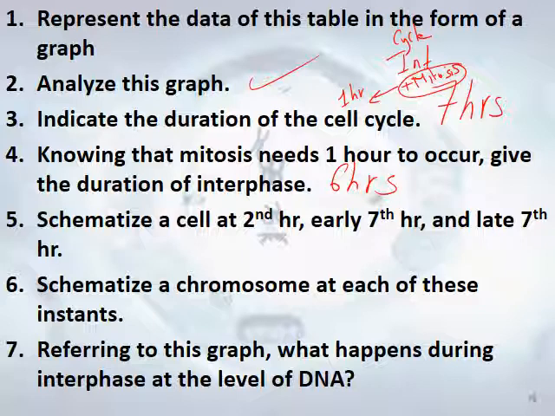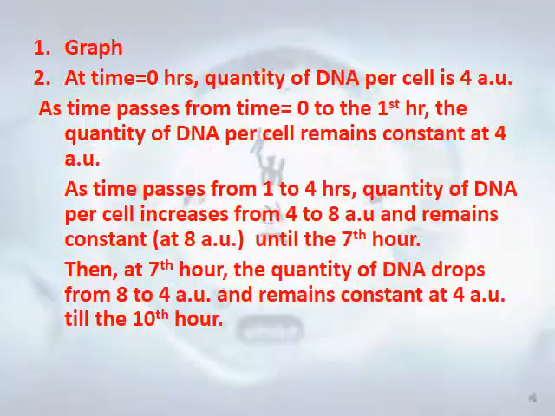What happens during interphase? You have to know that during interphase we have duplication or replication of the quantity of DNA per cell. This is the analysis. At time equals 0 hours, the quantity of DNA per cell is 4 AU. As time passes from 0 to the 1st hour, it remains constant at 4 AU. Then, as time passes from 1 to 4 hours, it increases from 4 to 8 AU and remains constant at 8 AU until the 7th hour. Then at the 7th hour, the quantity of DNA drops from 8 to 4 and remains constant at 4.